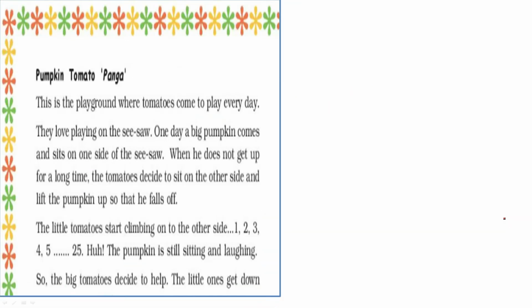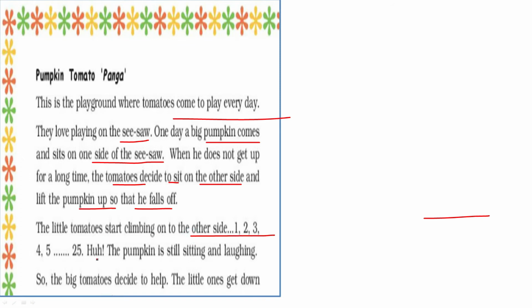Pumpkin and tomato. This is the playground where tomatoes come to play every day. They love playing on the seesaw. One day, a big pumpkin comes and sits on one side of the seesaw. When he does not get up for a long time, the tomatoes decide to sit on the other side and lift the pumpkin up so that he falls off. The little tomatoes start climbing on the other side, 1, 2, 3, like that. The pumpkin is still sitting and laughing, so the big tomato decides to help the little ones get down.